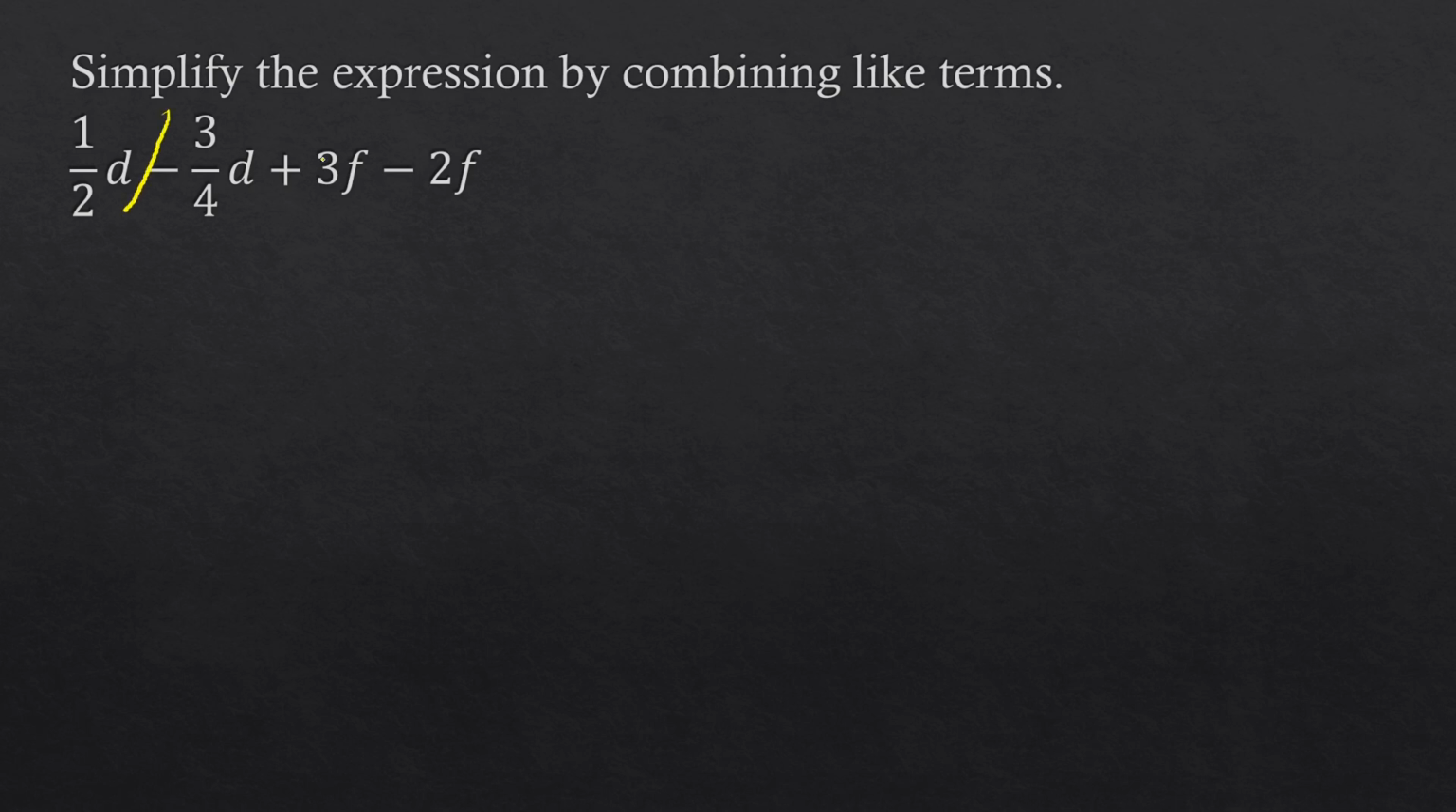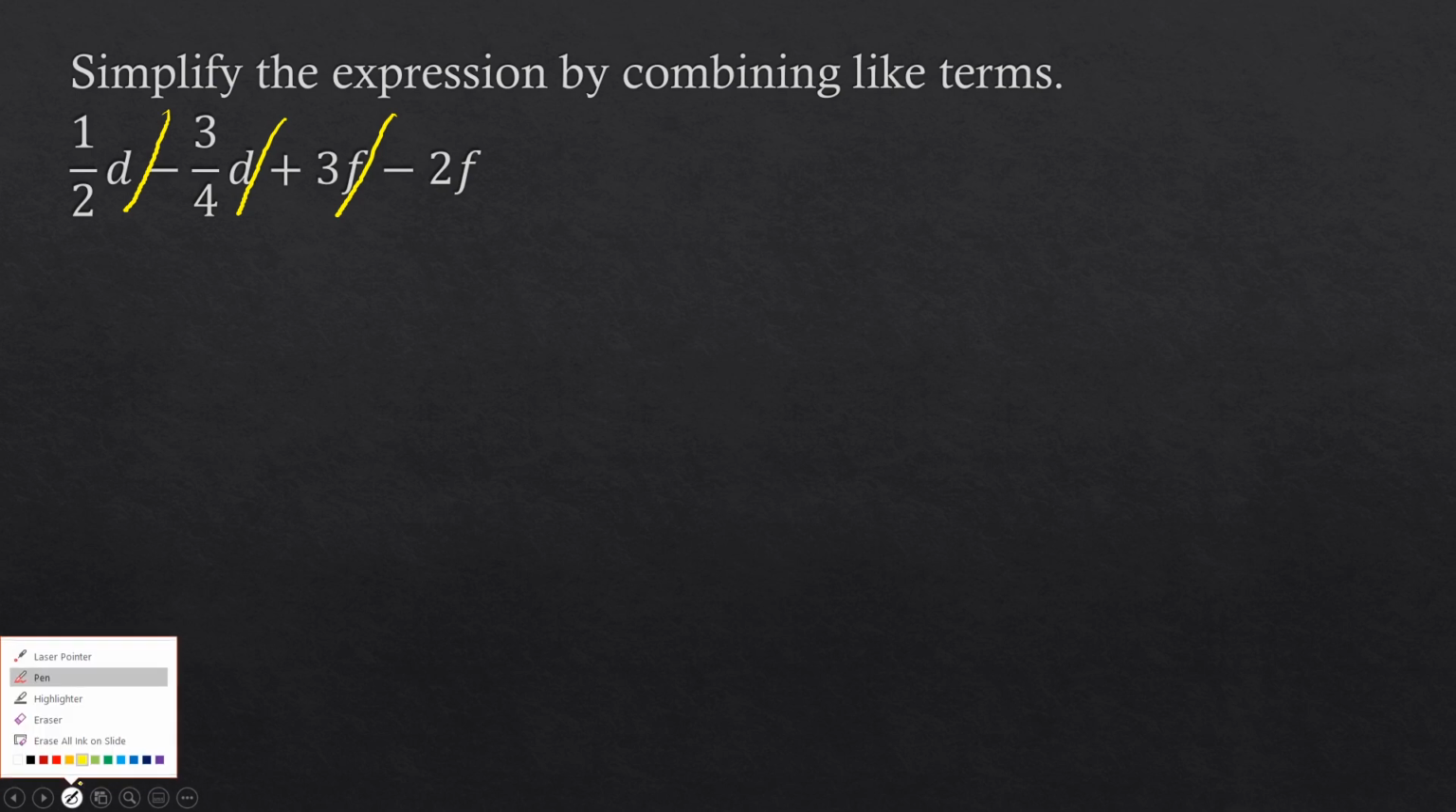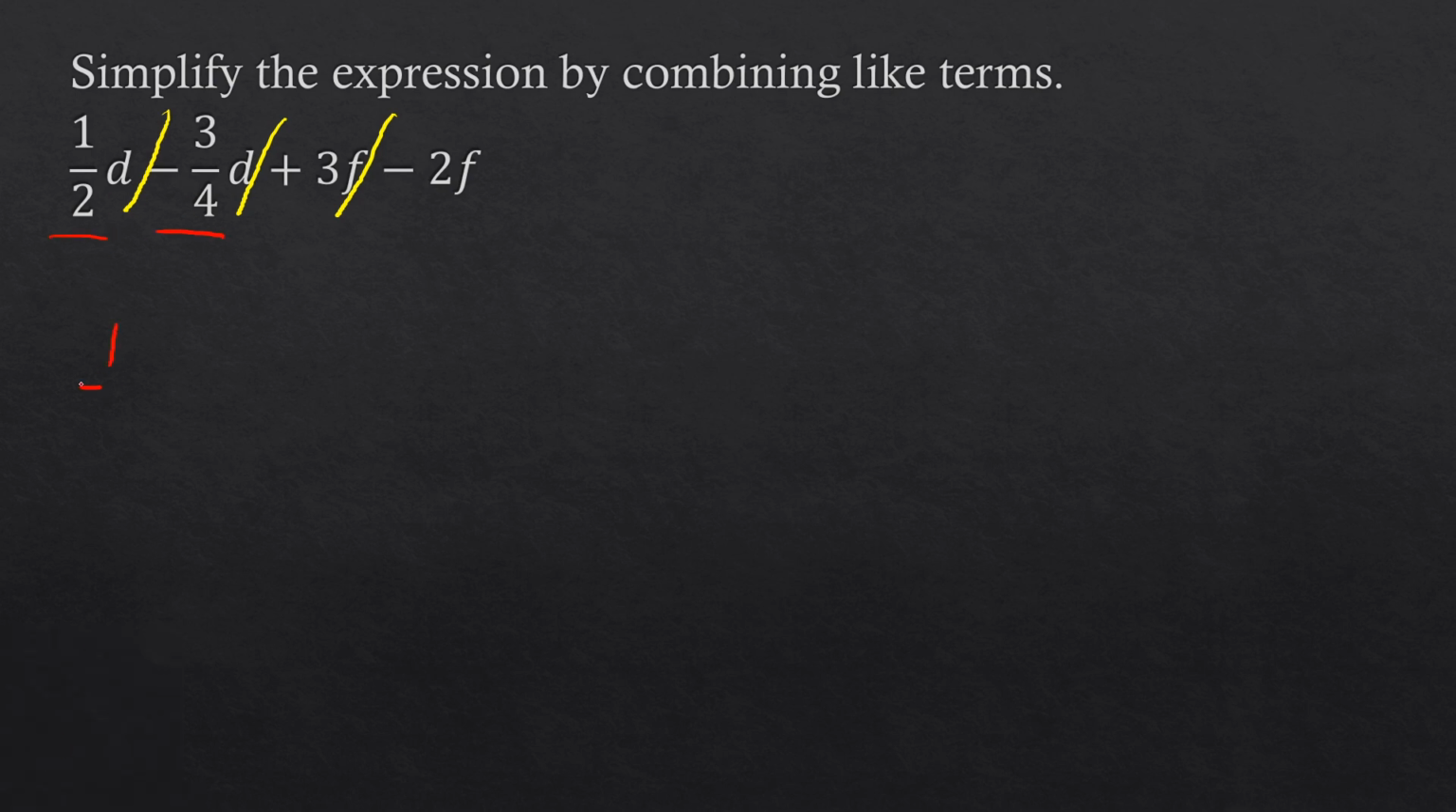Okay, so again, I can separate my terms, and I can see here that my like terms are this d variable, and then I also have these f variables. So let's start out with these d variables here. I have 1/2 d, and then I have a minus 3/4 d.